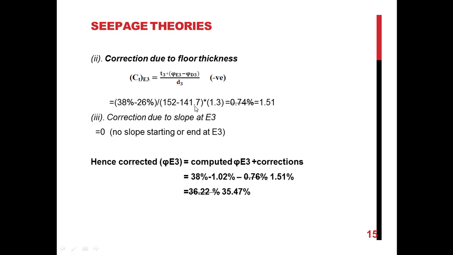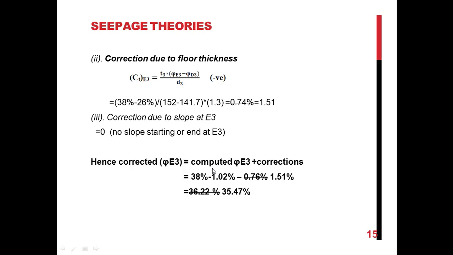This reduced level gives you the total depth of D3, and the thickness of the floor is equal to 1.3 meters. So simplifying all these values, we will get the total corrected value due to thickness of the floor equal to 1.51%. Also, correction due to slope at E3 is equal to 0, since no slope starts or ends at E3. Hence, corrected phi E3 is equal to computed phi E3 plus corrections.